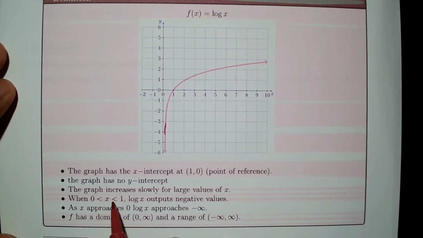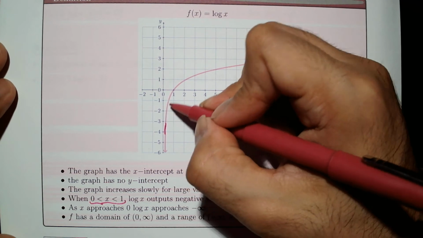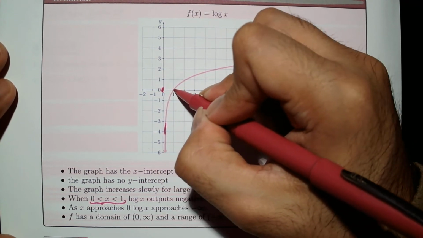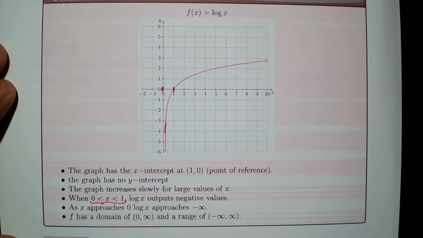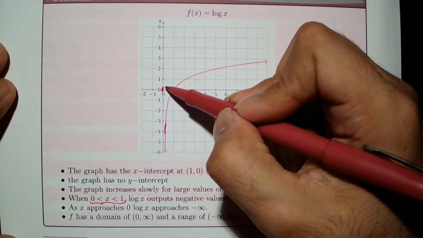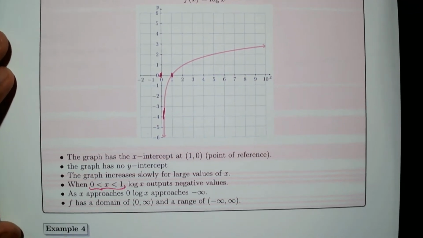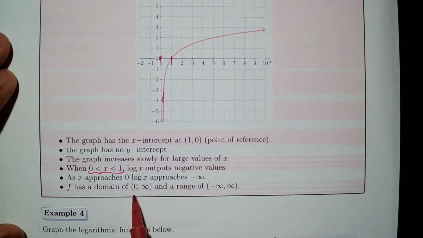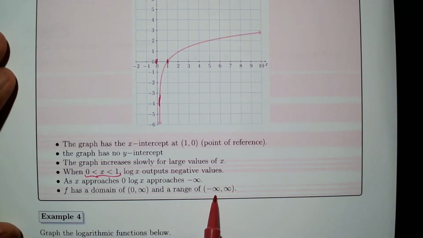Actually, for inputs that go from 0 to 1, we get negative values. Those are the numbers from 0 to 1. See, the y values are negative. And as x approaches 0, the function goes to negative infinity. If we look at this function, the domain is 0 to infinity and the range includes all real numbers, that is, negative infinity to positive infinity.